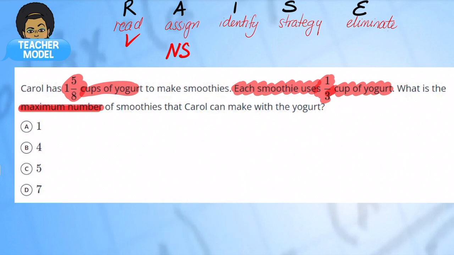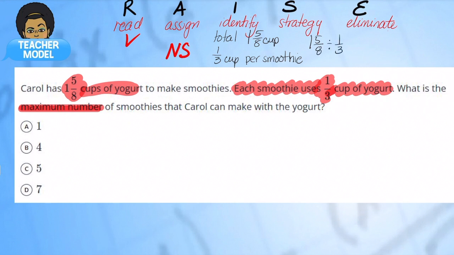What's my key information here? Well, I have two basic parts for my information. I know I have a total start of 1 5/8 cups of yogurt, and I know that I use 1/3 cup per smoothie. And by per, I just mean for every time I make one smoothie, I need 1/3 cup of that yogurt. So my strategy is, as I'm evenly subtracting, this is just like division. So I'm going to do 1 5/8 divided by 1/3.